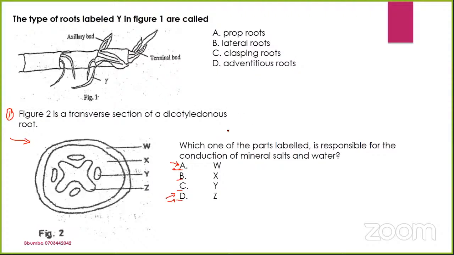Okay. Now let me go through it. Remember, we did this transverse section of the dicot, and I said that A was the epidermis. The epidermis is basically for protection. Epi means outer, dermis means skin. So the outer skin, have you ever seen water being transported by the outer skin? This is the outer layer of the root. Imagine you uproot a plant. Is water transported by that outer layer?